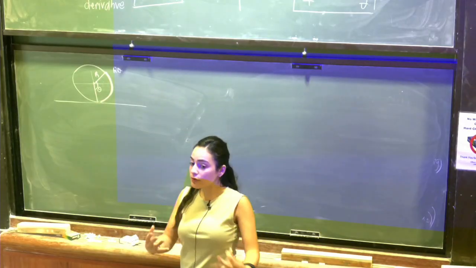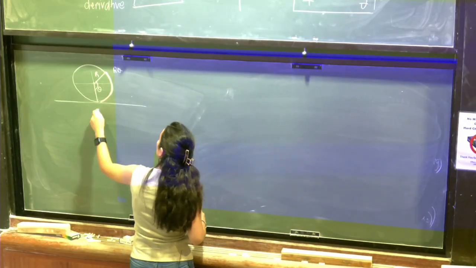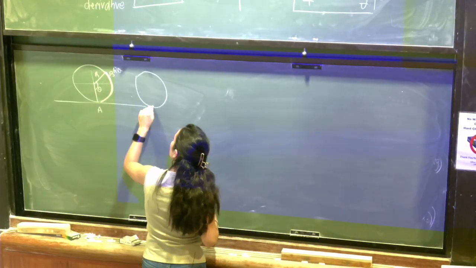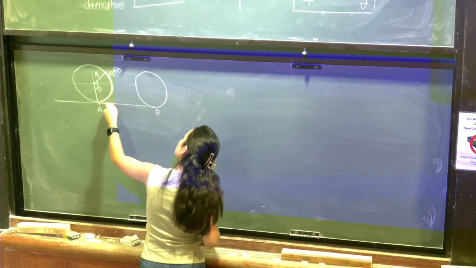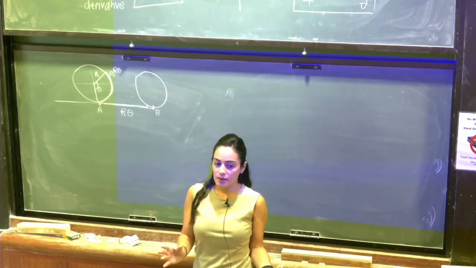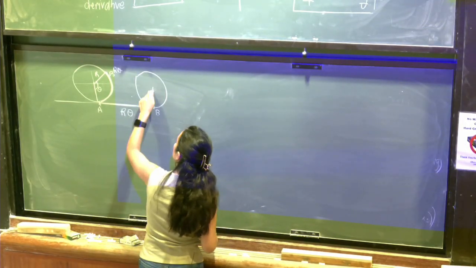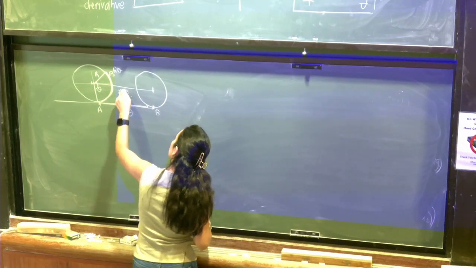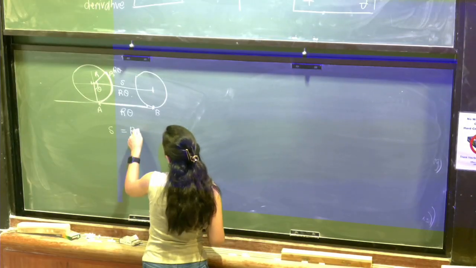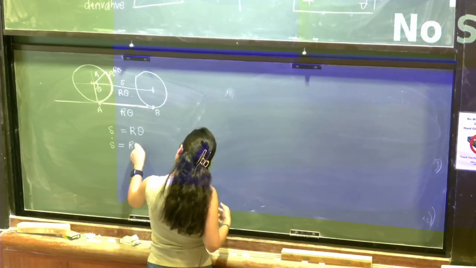If the disk is in pure roll, then when I rotate by an angle theta so that point B is on the ground now, this distance traveled is going to be equal to r theta. So this distance between the two centers is r theta. If I call this distance s, then they say that s is equal to r theta, and s dot is equal to r theta dot.